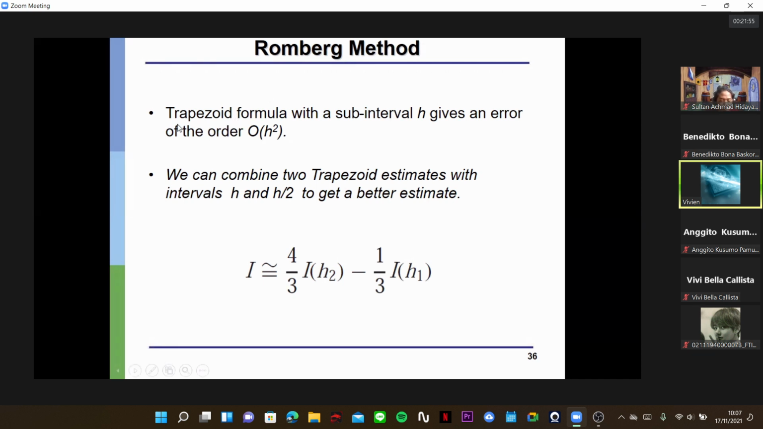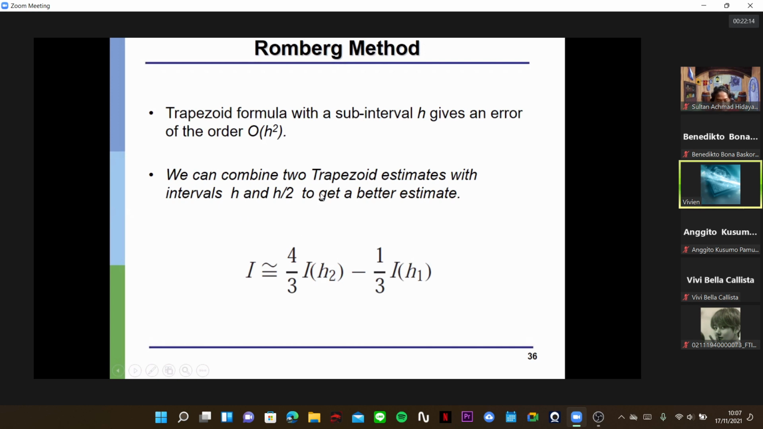We see here that if we have a trapezoidal rule with a subinterval h, that will give an error of the order of h squared. So if, for example, we want to increase to a higher order scheme, we can combine 2 trapezoid estimates, which are estimated at the interval h and half of h, to get a better estimate.